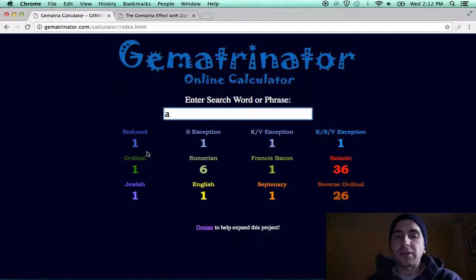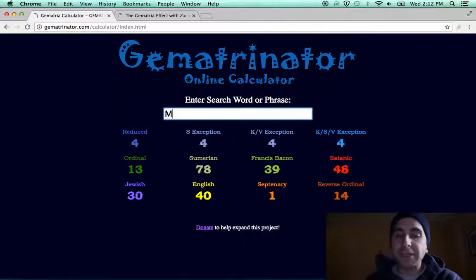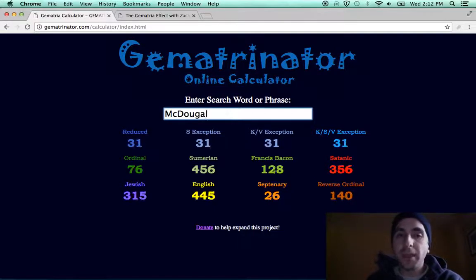Now let's go back here. Notice when I type in lowercase a, Francis Bacon says it's worth 1. When I type in uppercase A, Francis Bacon says it's worth 27. This is because Francis Bacon Gematria adds 26 for each capital. So if there's a name that's spelled something like McDougal, its Francis Bacon Gematria is dependent on how many capital letters. If you spell it differently from how it's officially spelled, you're not going to get the right Francis Bacon Gematria because Francis Bacon depends on capital letters.